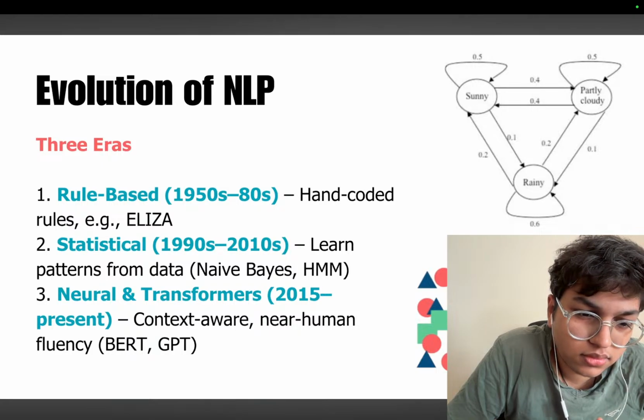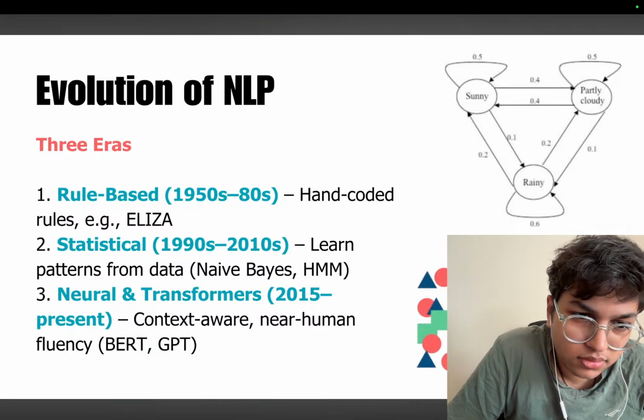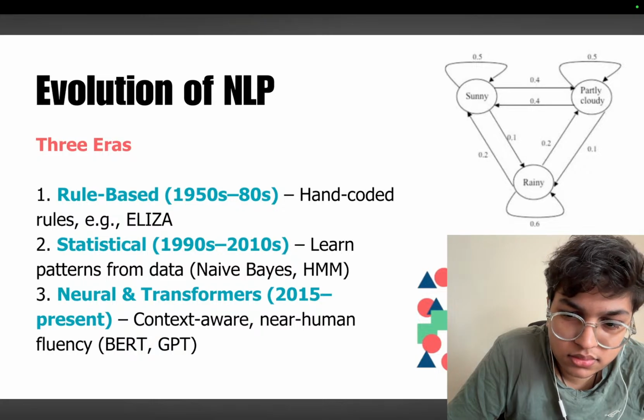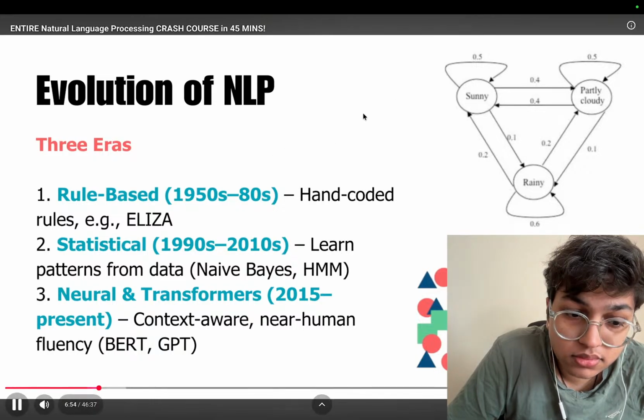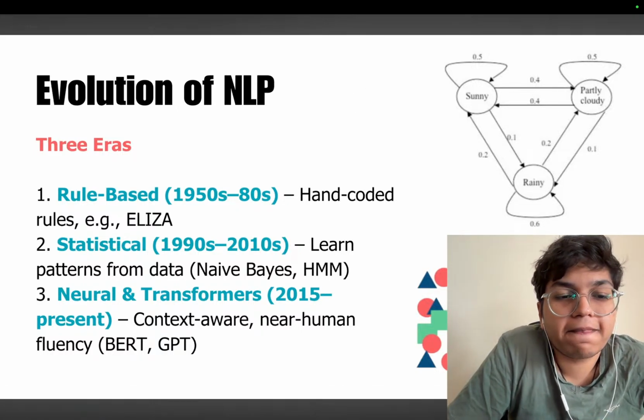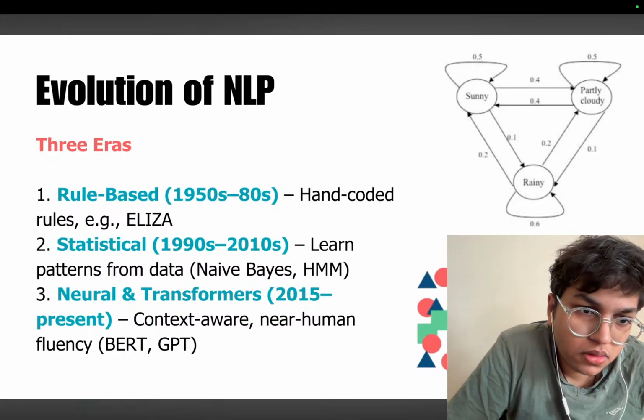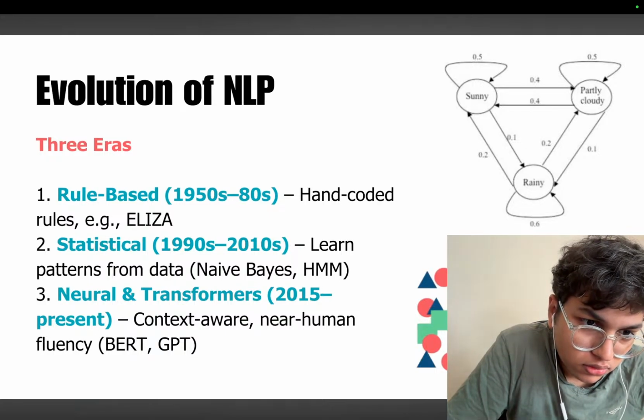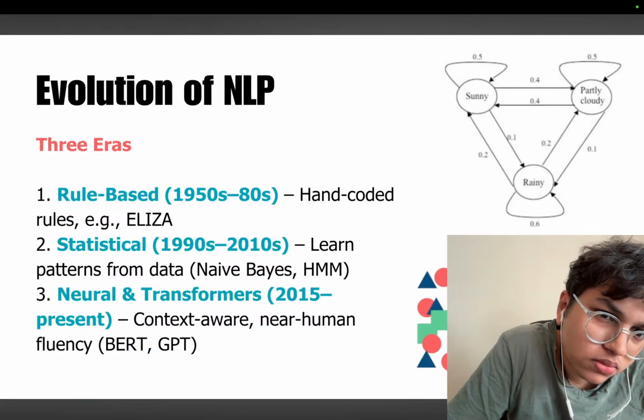Era 2. Statistical methods. 1990s to 2010s. The introduction of the internet produced a deluge of text data. Researchers began using statistical techniques to learn from data rather than designing specific rules. Models like naive Bayes, logistic regression, and hidden Markov models enabled machines to predict by identifying patterns. These were more flexible, but still struggled to understand long-term context or deeper meaning.